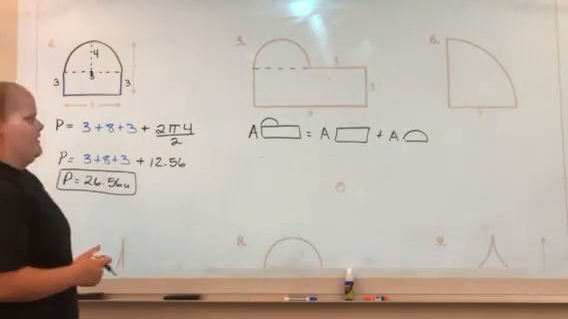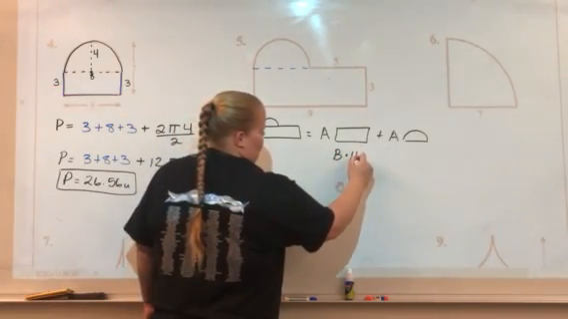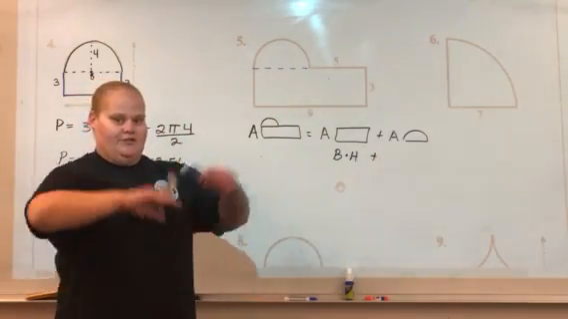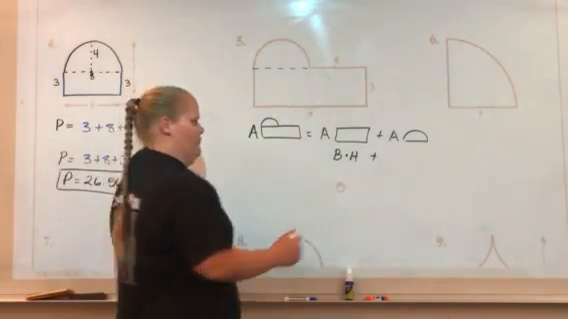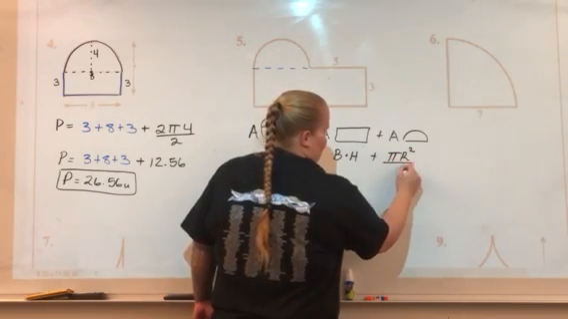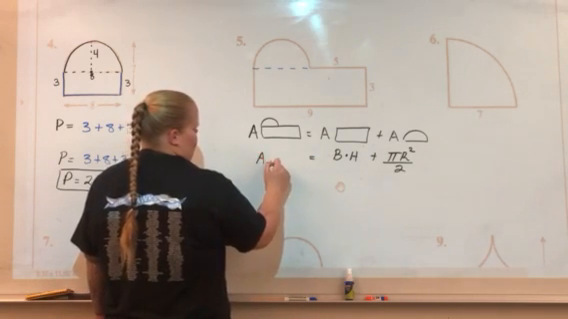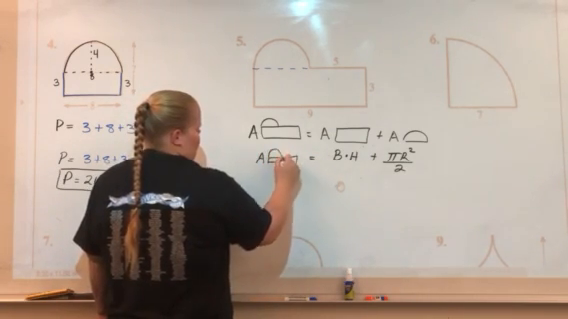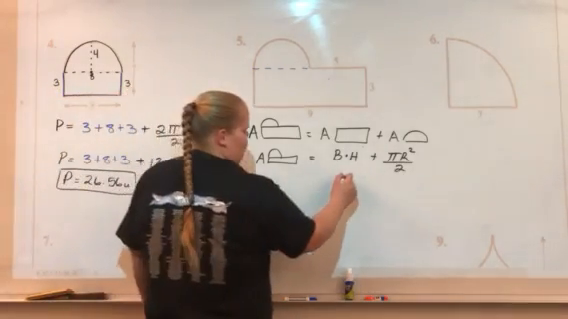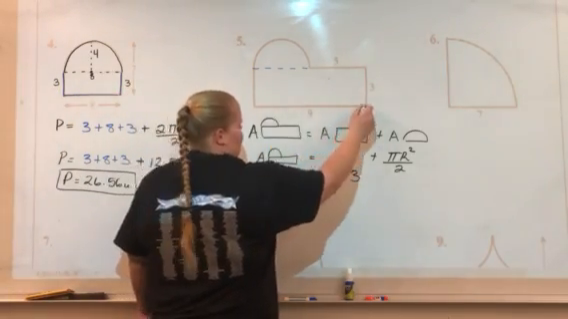So the area of the rectangle is easy. It's just going to be base times height. And we're adding it to the area of a semicircle, which again is a circle cut in half. So I need the formula for area, which is pi r squared. I'm cutting it in half because it's a semicircle. So base times height is going to be 9 times 3, because the base is 9, the height is 3.